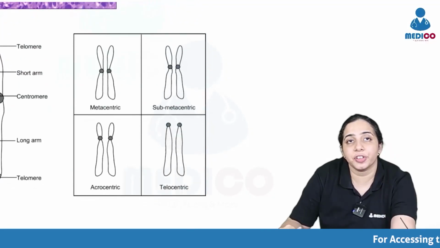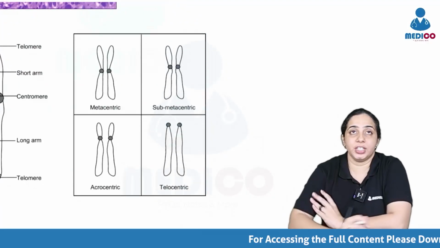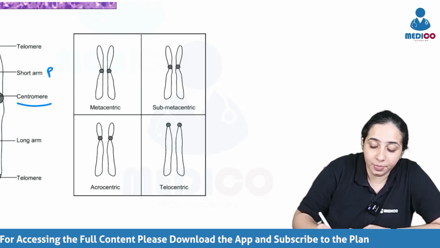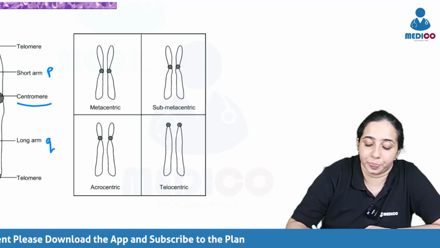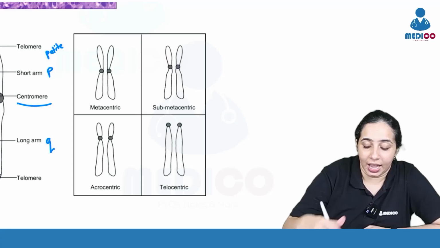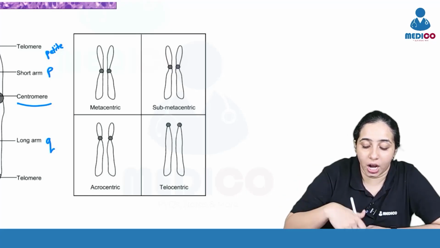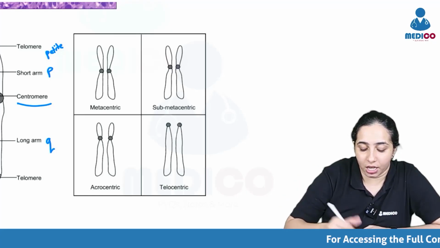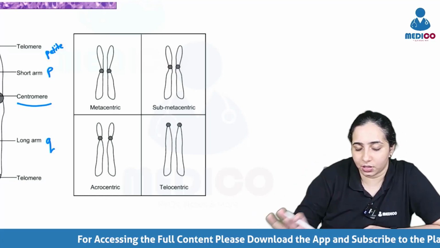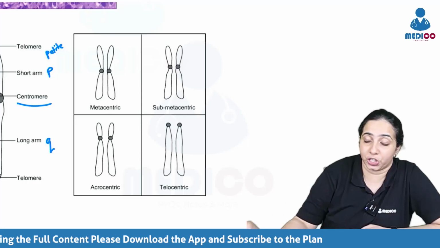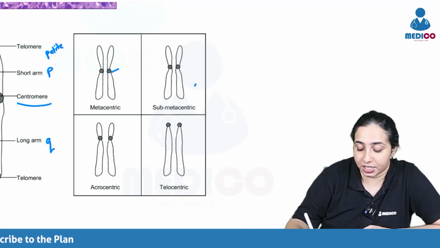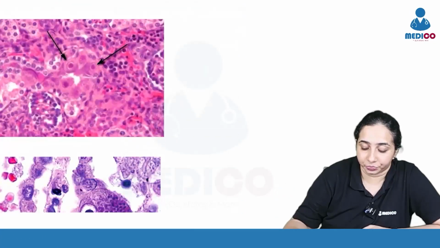Now coming on to the different types of chromosomes. So if this is a chromosome, you have the centromere, the short arm, that is the P arm, and the long arm, that is the Q arm. Your short arm is P arm because it stands for petite, that is small. And Q comes after P, so long arm comes after short arm. And these are your telomeres. So you have different types of chromosomes depending on the position of the centromere: metacentric, submetacentric, acrocentric, and telocentric.